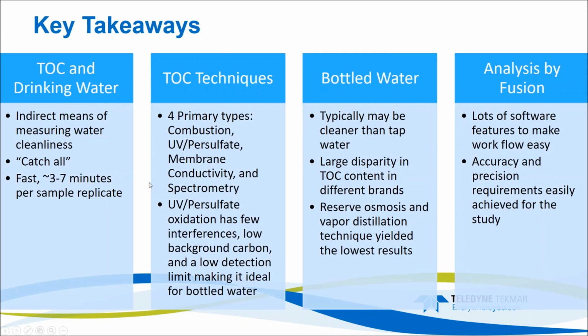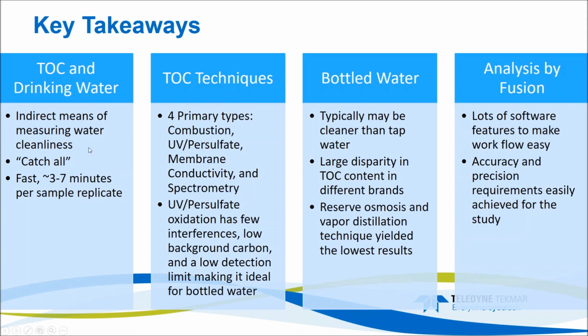All right, so here are the key takeaways I hope you got from this presentation. Just to recap, I hope you walk away with at least this much information. TOC in drinking water is an indirect means of measuring water cleanliness. It's a good catch-all method because it catches a lot of different types of contamination. It's fast, typically 3 to 7 minutes per sample replicate.